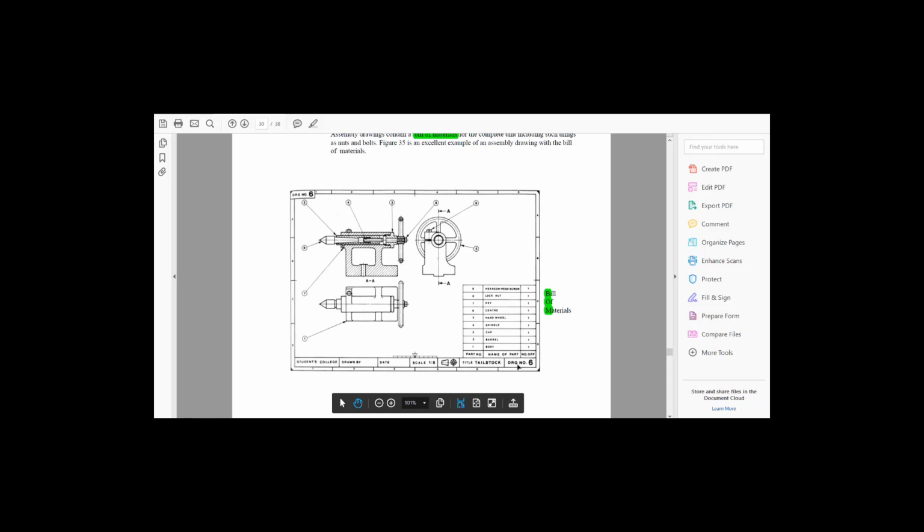The title block, in this case, has a drawing number, the name, what kind of orthographic projection, first or third angle. It has the scale it's drawn to. It has a date when it's made, who drew the draft, and the name of the company. In this case, it's some college.